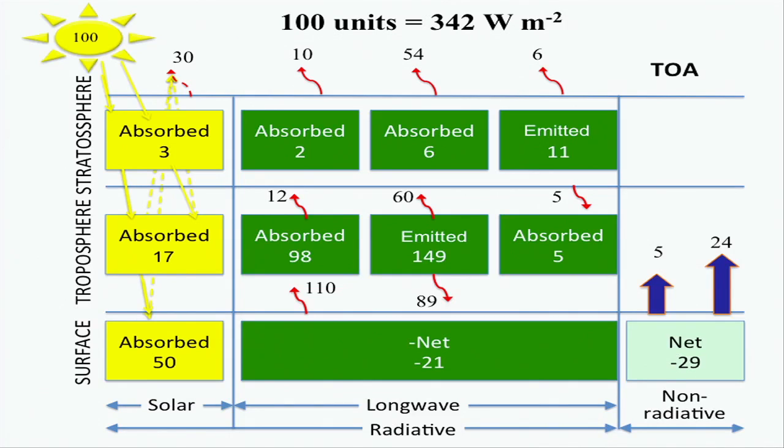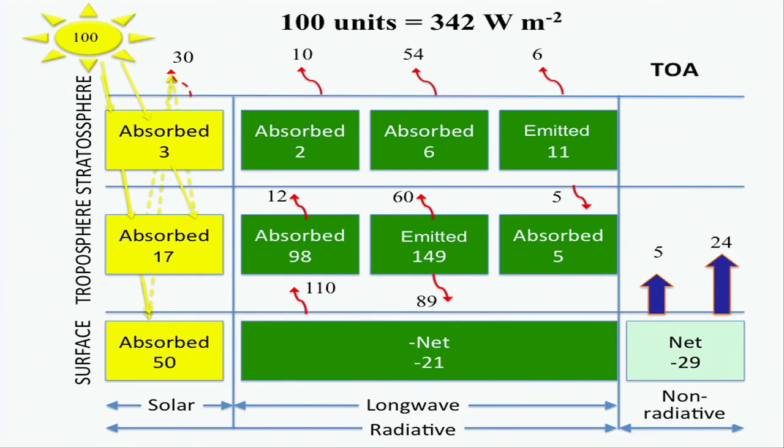We're going to essentially radiate away. 60 units are emitted up, 149 units are emitted in total, 60 upwards, 49 downwards, back to the surface. Of that 60 going upwards, 6 is then absorbed by the stratosphere, so 54 gets back out. And of course, the stratosphere is also going to radiate.